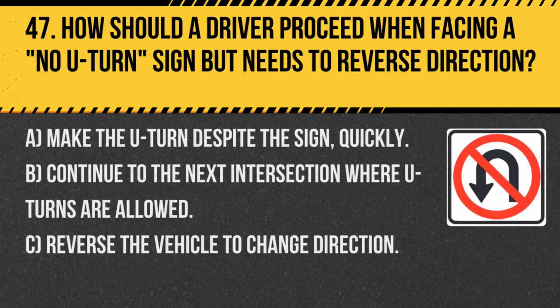Question 47. How should a driver proceed when facing a no U-turn sign but needs to reverse direction? A. Make the U-turn despite the sign, quickly. B. Continue to the next intersection where U-turns are allowed. C. Reverse the vehicle to change direction. Answer B. Continue to the next intersection where U-turns are allowed. It's important to follow traffic signs and find a legal place to change direction.